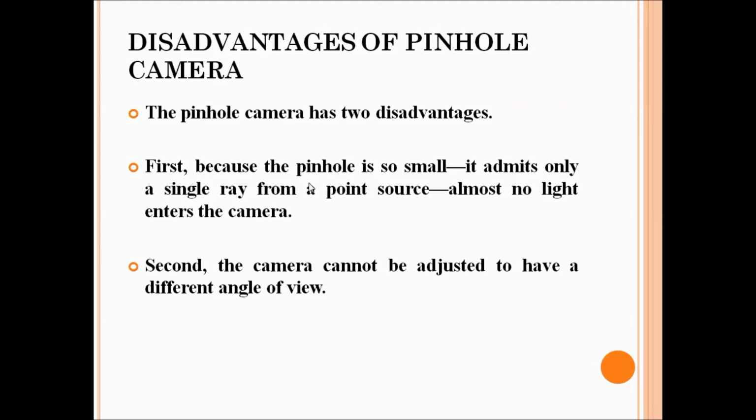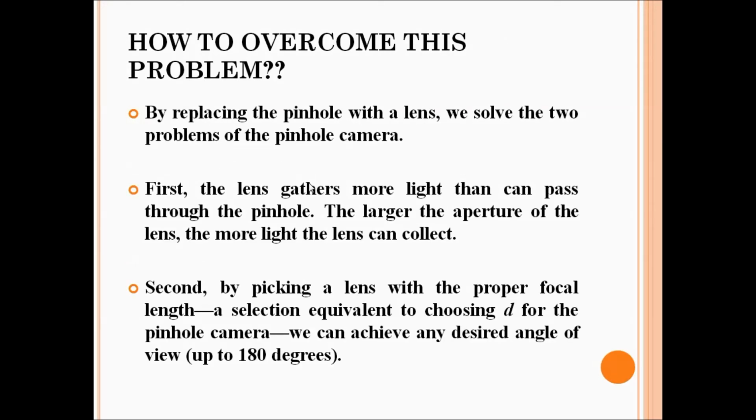But you can overcome these difficulties. By replacing the pinhole with a lens, we can solve these two problems. Lenses gather more light, and if it gathers more light, the image quality will be very high. Along with that, the larger the aperture of the lens, the more light the lens can collect. So by using a lens, you can overcome the first disadvantage. In the same way, you can overcome the second disadvantage also.